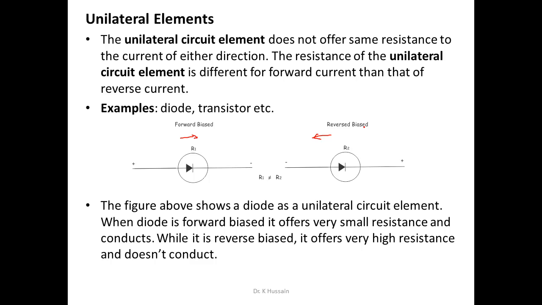So this diode, as a unilateral circuit element, when it is in the forward direction, offers only very small resistance and conducts. When it is in the reverse direction, that is reverse bias, it offers a very high value of resistance and does not conduct; it won't allow the conduction. So this is the unilateral element. In the bilateral elements, generally, you can say resistor, capacitor, inductor. These are the bilateral elements.